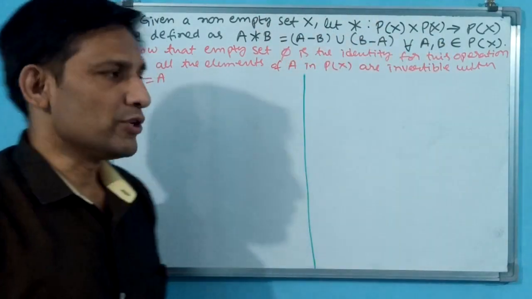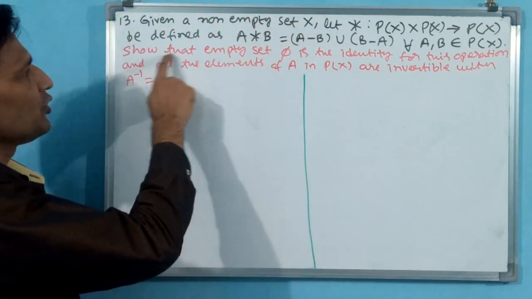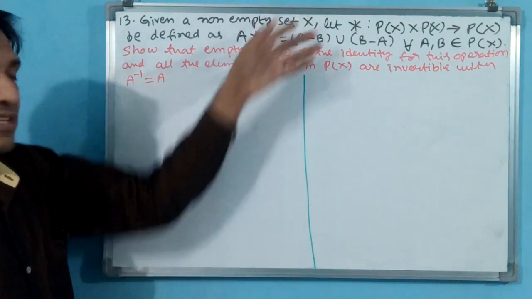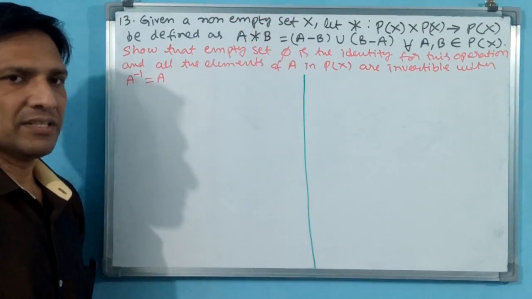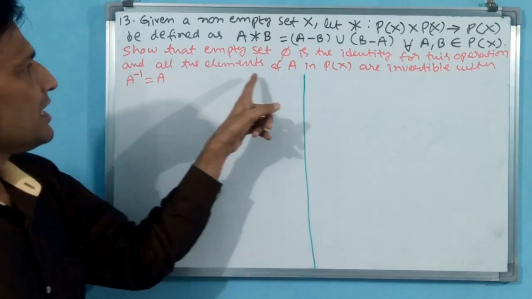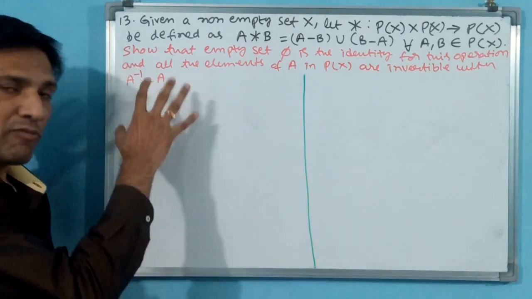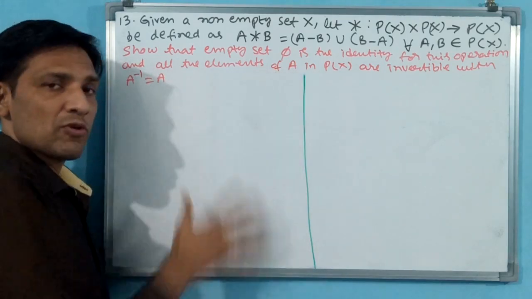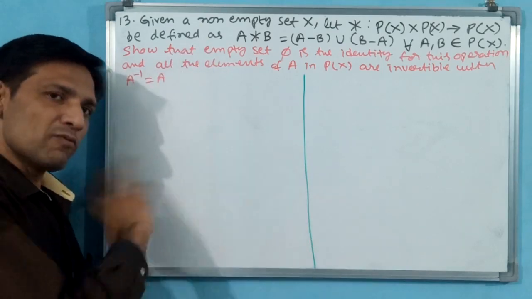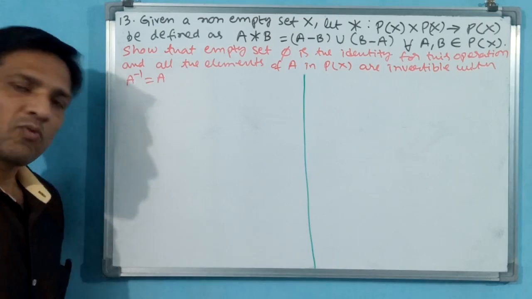A, B belong to P(X), that we know already. This is the statement they have given in the problem. What they are asking: show that empty set phi is the identity. That means we have to show that phi is the identity. Phi means empty set, null set, void set. For this operation, all the elements A in P(X) are invertible with A inverse equal to A. That means here the inverse also should be A. We know how to write identity and inverse. We will write that format and show LHS is equal to RHS. If you prove it, then that will suffice as your answer.